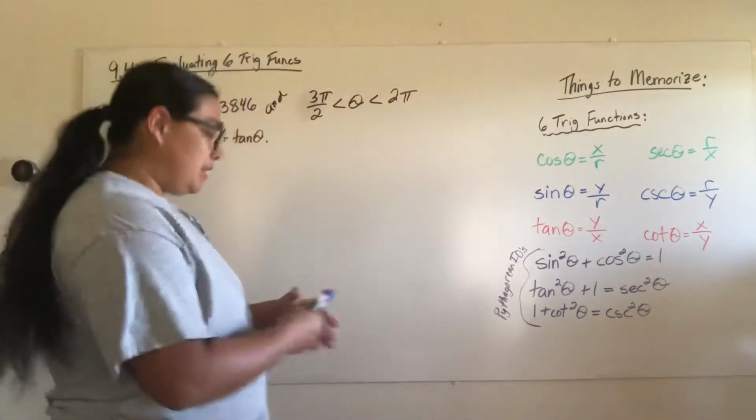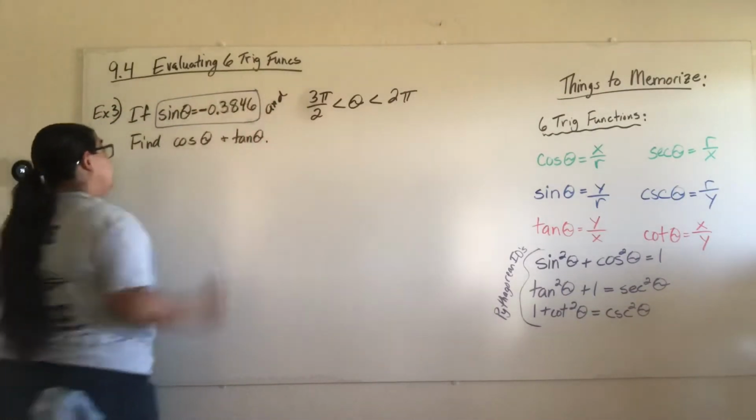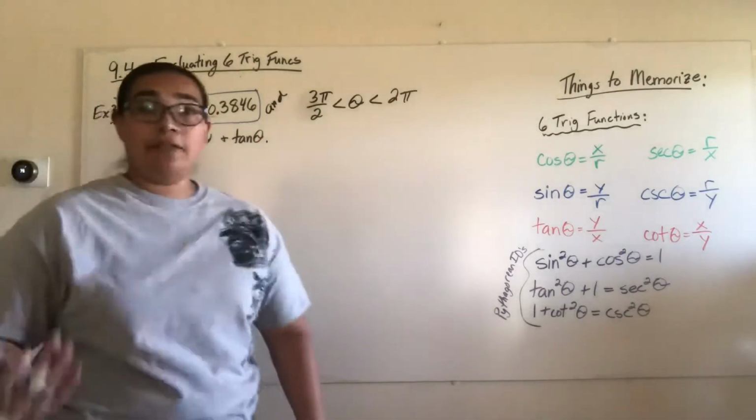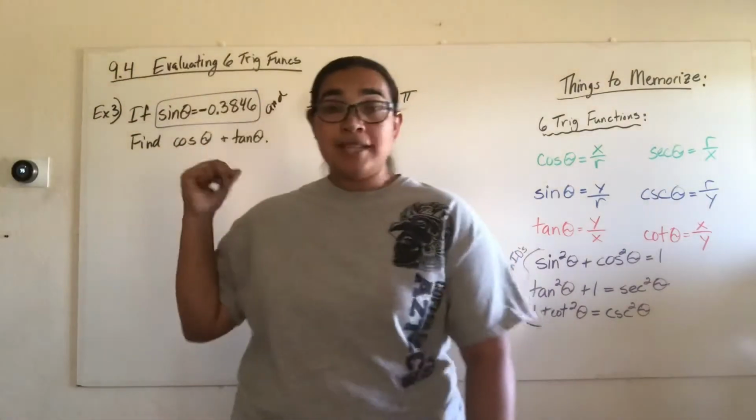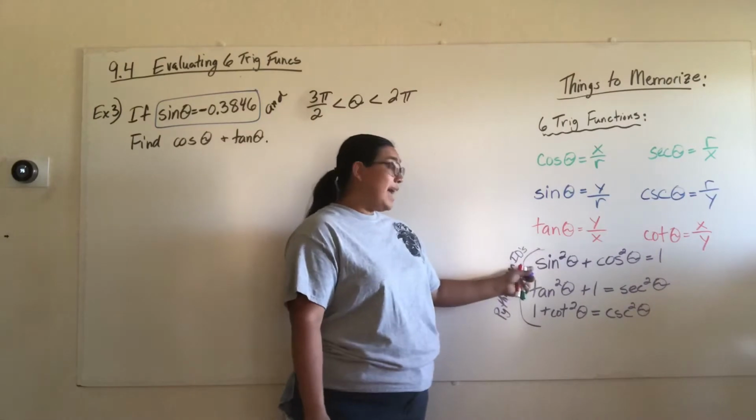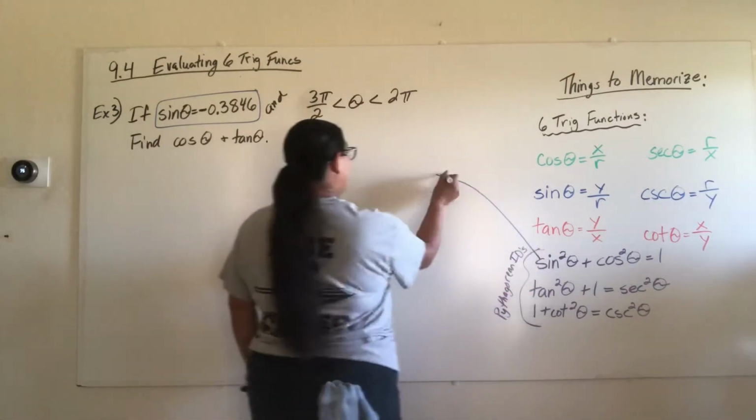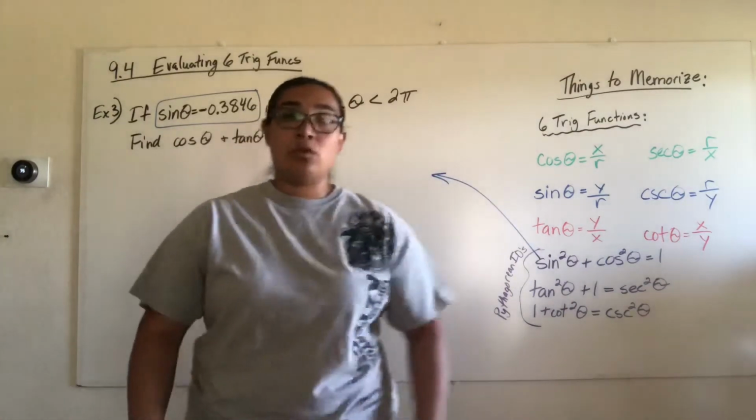So my problem here is giving me a sine value. It's giving me an answer for the sine function. Because it's giving me the sine value, I've got to use the Pythagorean identity that has the sine function. So that's going to be this one. I'm going to be using this one to help me calculate the rest of what I need here.